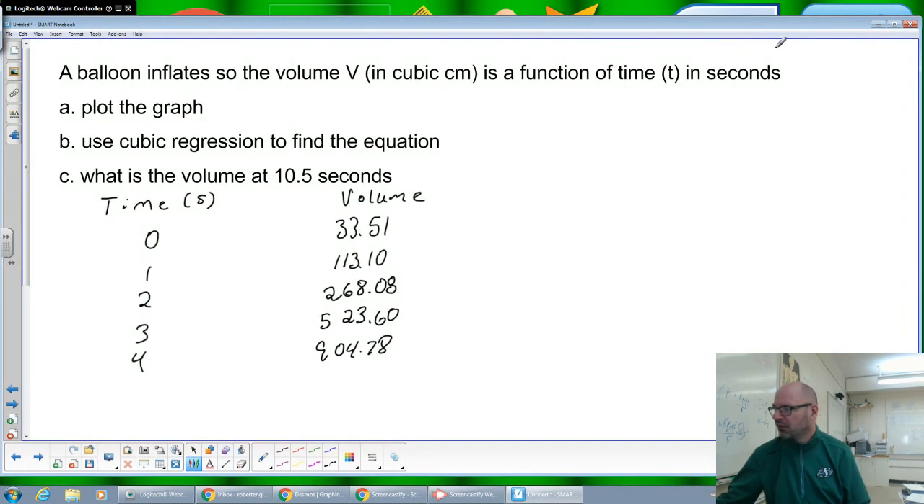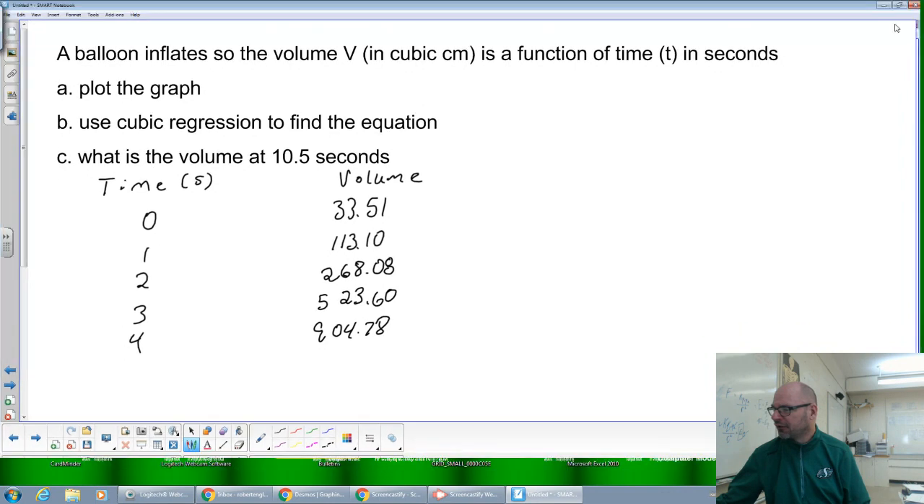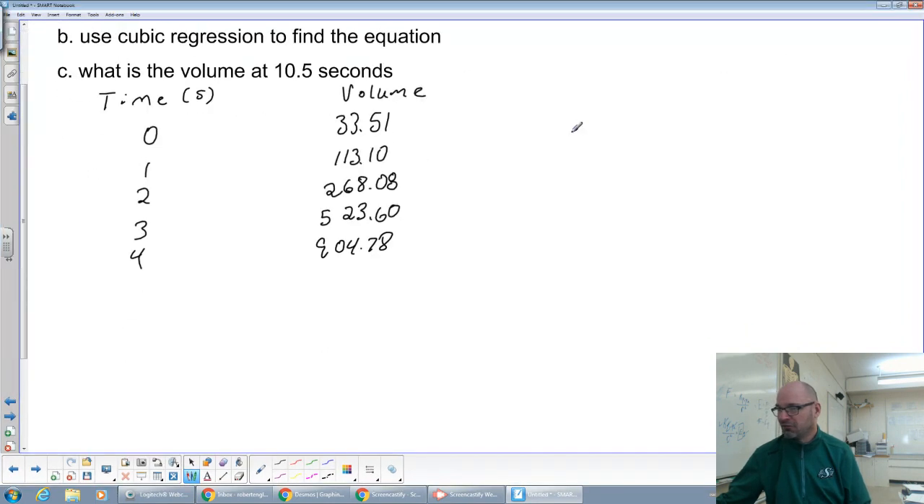B, use cubic regression to find the equation. So the equation as a function of v and t, let's say, for B, v as a function of t instead of y, but you could put a y there, I wouldn't freak out. Now I'm going to use a function of t, so instead of x, I'm going to use a t.